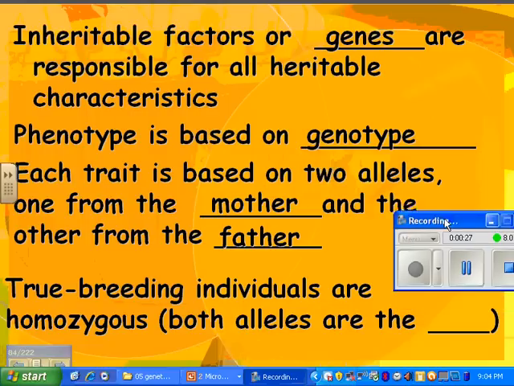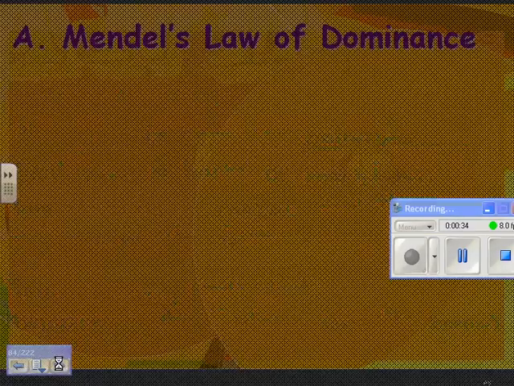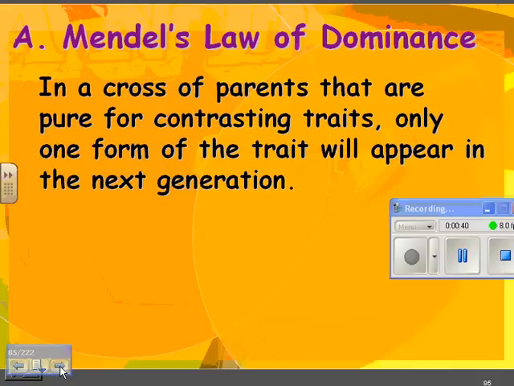And true breeding individuals are homozygous. That means both alleles are the same. So these are his general ideas. And so he has this first law, Mendel's law of dominance, and that is exactly what it sounds like. Some things are dominant. So in a cross of parents that are pure for contrasting traits, only one form of the trait will appear in the next generation.